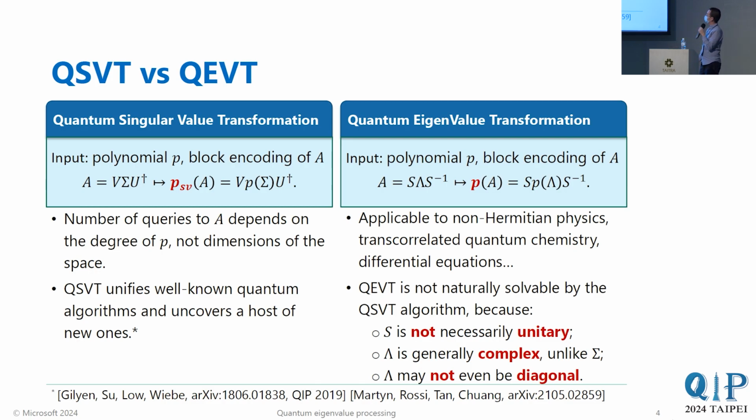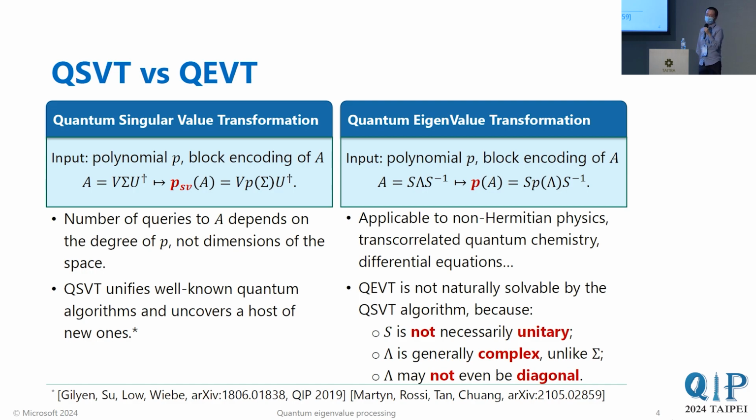On the right side, I have another problem related to eigenvalues. Here, I want to apply a polynomial transformation on the entire matrix. If the matrix itself is diagonalizable, it's equivalent to applying the transformation on the eigenvalue part. If we have an efficient solution to this problem, it could potentially have applications to, let's say, non-Hermitian physics or transcorrelated quantum chemistry, or maybe more theoretical applications like solving linear differential equations or other problems.